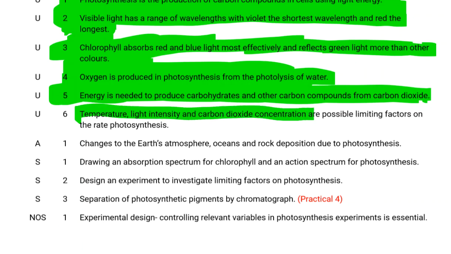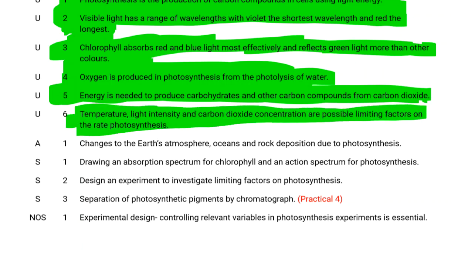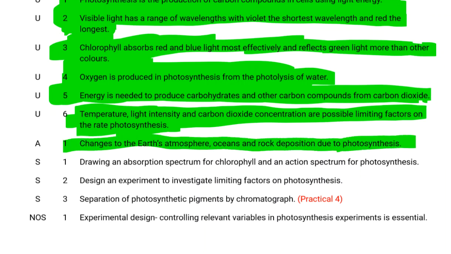Temperature, light intensity, and carbon dioxide are limiting factors on the rate of photosynthesis. You need the right temperature for enzymes. Light intensity needs to be high enough for chlorophyll to function optimally. Carbon dioxide is needed because it's a reactant. Photosynthesis changes the Earth's atmosphere and rocks. If photosynthesis rates are very high, carbon from the atmosphere in the form of carbon dioxide is taken into the biomass, so we're going to get lower atmospheric concentrations. You can do some more of your own thinking on what would happen to oceans and rock deposition.